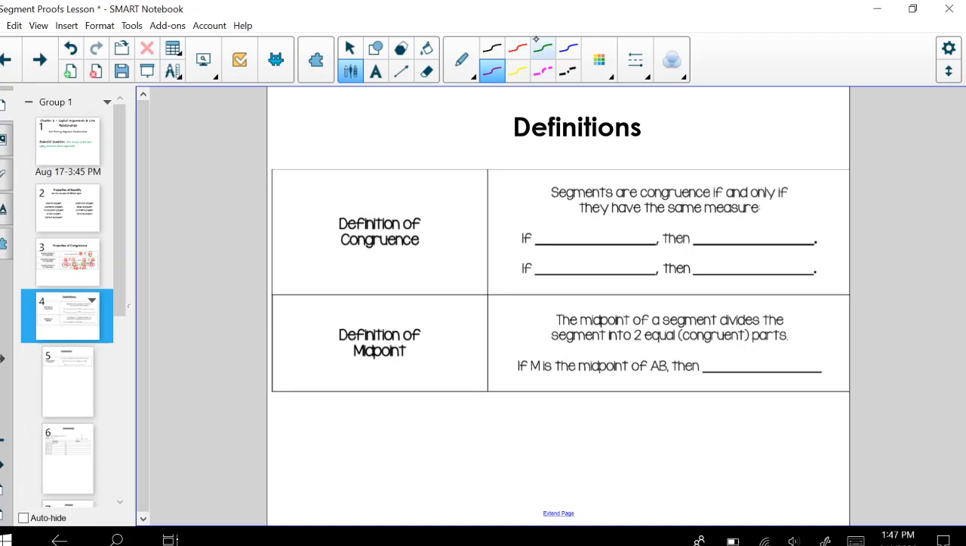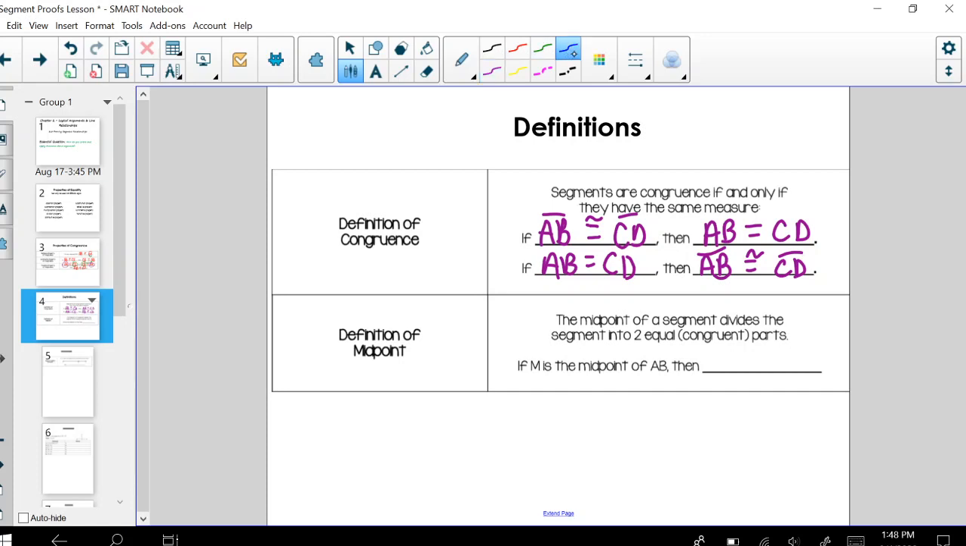So we talked a little bit about congruence back in week 1, but when it comes to segments, segments are congruent if and only if they have the same measure. So if AB is congruent to CD, then the measure of AB is equal to the measure of CD. And then on the flip side, if I reverse these, if AB is equal to CD, then segment AB is congruent to segment CD.